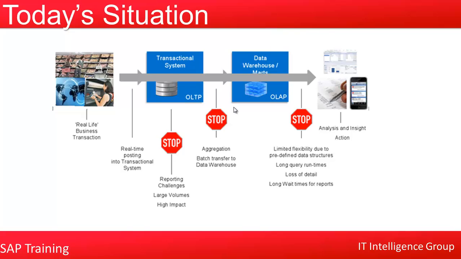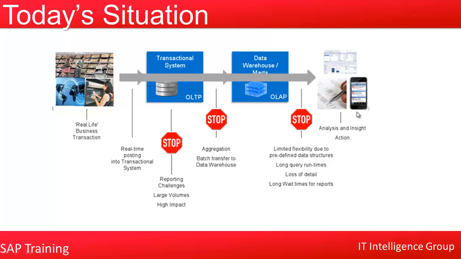You can see that today in real-life business transactions, say for example, you are sending some data. You are posting in real time, reporting is in real time, aggregation is in real time. All that can happen in real time only when you have an in-memory database. That is where HANA comes into the picture, because otherwise you are sending the data, it will go to the transactional system, it will go to the data warehouse, it will come here for the insights and the action, and that will take a lot of time.